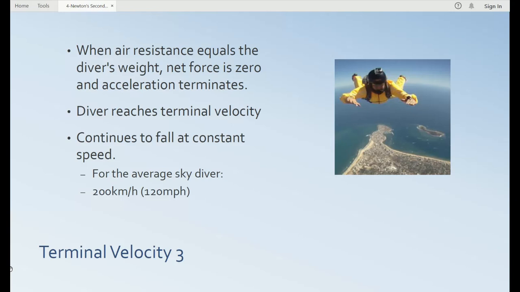When the air resistance becomes as great as the force of gravity pulling him down, his weight, the net force is zero and his acceleration is going to terminate. It's going to end. So he's reached terminal velocity. He's not going to accelerate anymore. But again, he's still falling. He hasn't stopped falling. His acceleration has ceased, but not his fall. So he's going to continue to fall at a constant speed. And for the average skydiver, this is pretty fast. It's about 200 kilometers per hour or 120 miles per hour.